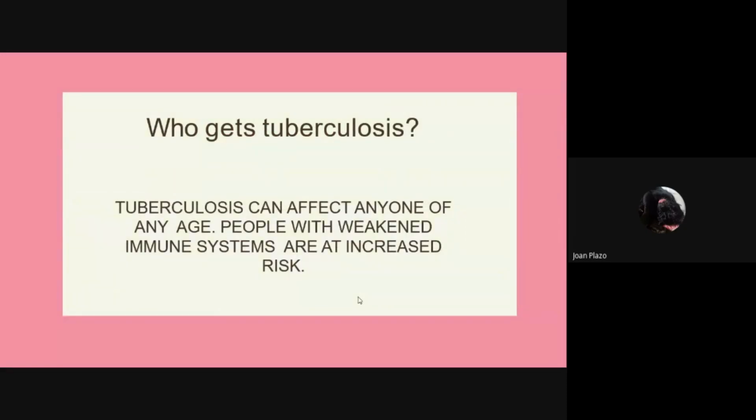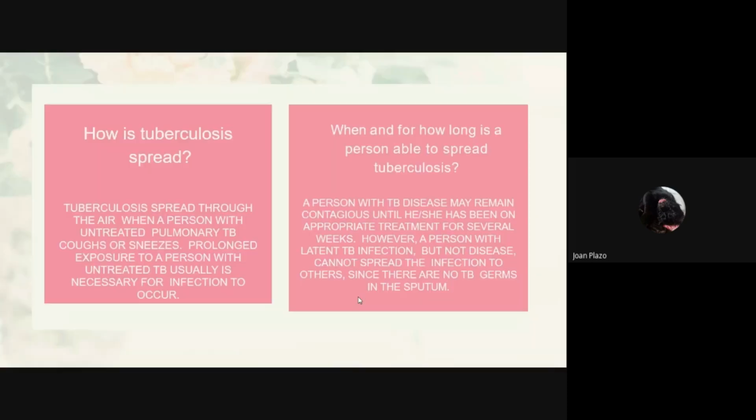Who gets tuberculosis? Tuberculosis can affect anyone of any age. People with weakened immune system are at increased risk. So, ibig sabihin ay overall siya about 5 to 10% of infected persons who do not receive treatment for TB infection will develop the disease at some point in their lives. Sa mga tao naman na may mahinang immune system ay mas risk sila kumpara sa people with normal immune system. Next. How is tuberculosis spread?